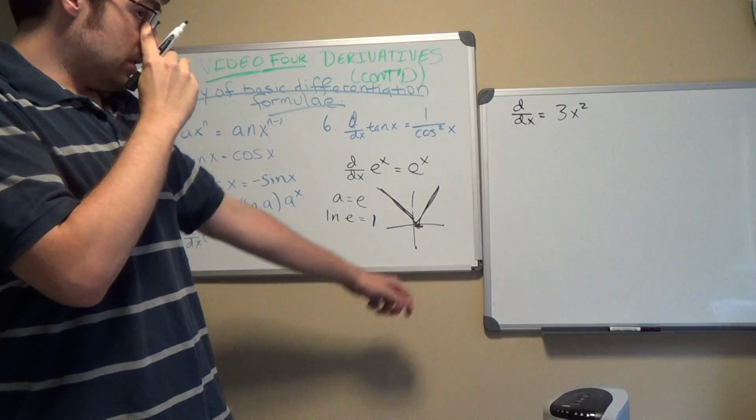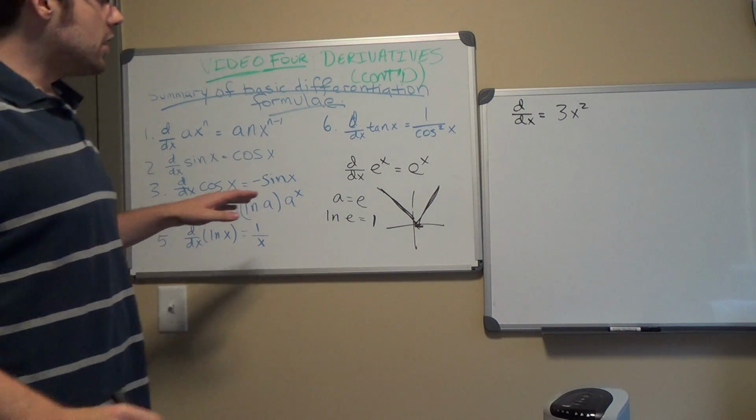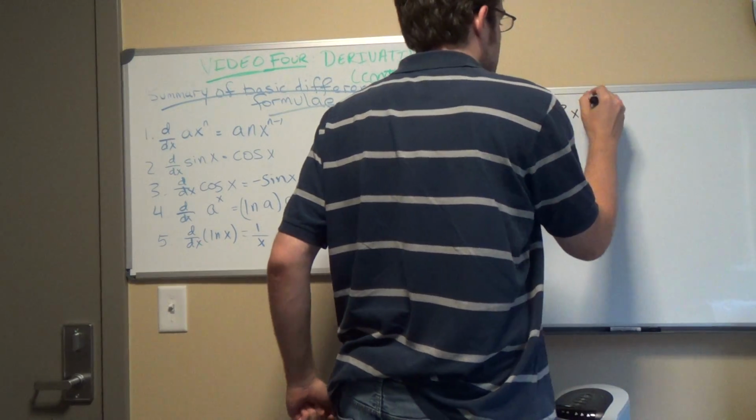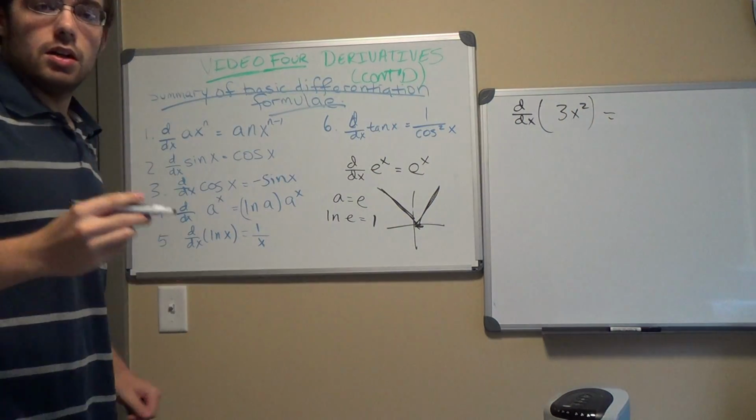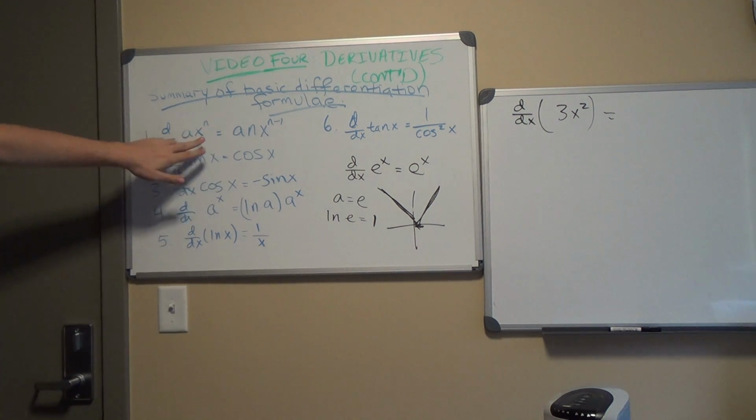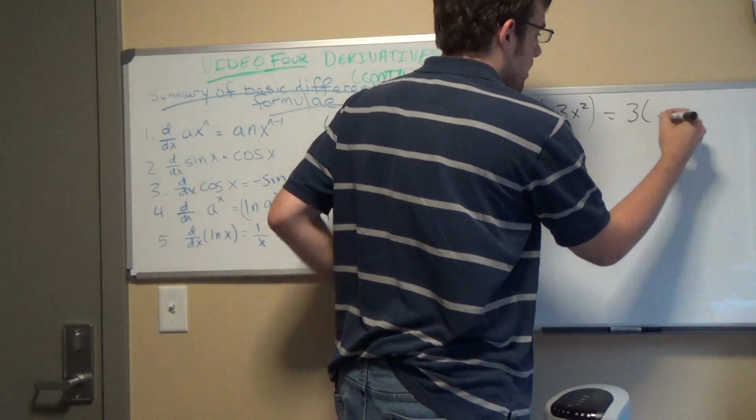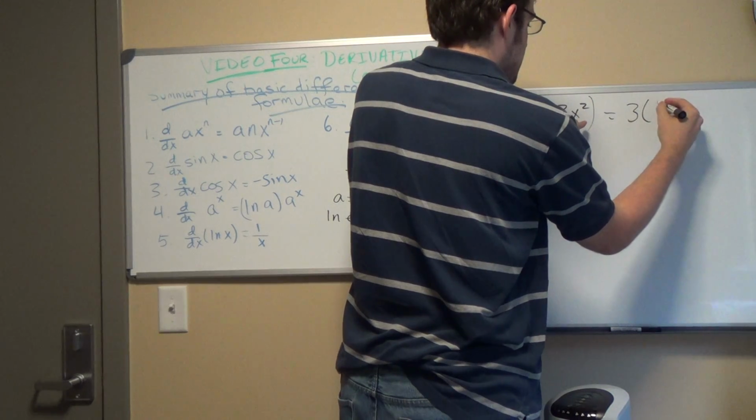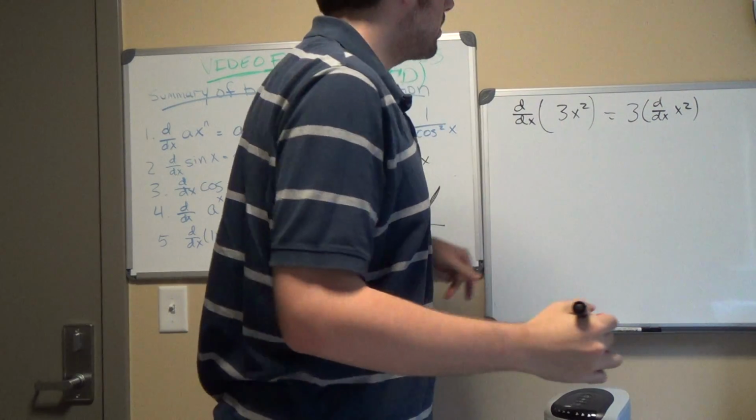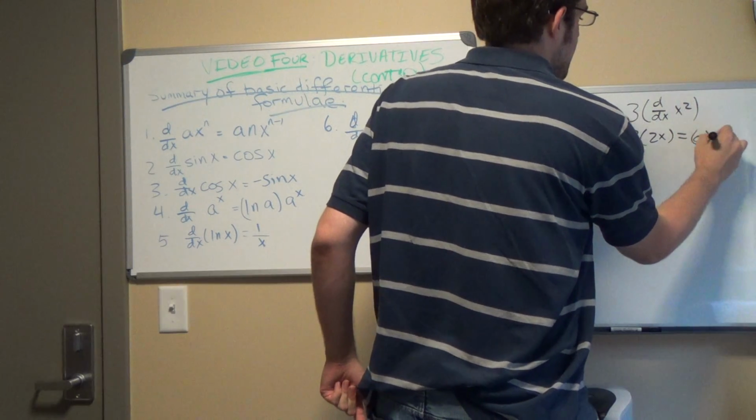So let's find d dx of 3x squared. Sorry about that. So d dx of 3x squared. By using rule 1, a x to the n, we can get 3 times the derivative of x squared, which is 3 times 2x, which is 6x.